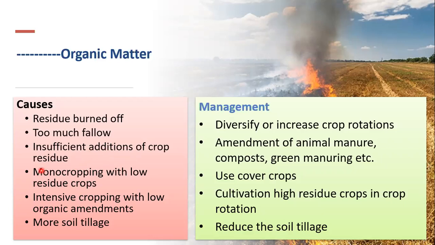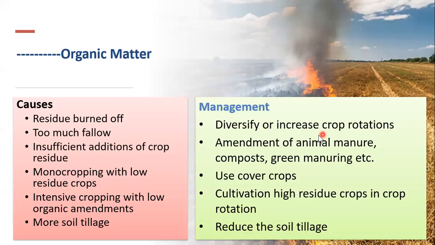Insufficient addition of crop residue. If you are not adding crop residues to the soil. Monocropping with low residue crop. If you have one crop with less residues or remainings in the soil, that will also reduce the organic matter. Intensive cropping with low amendment, because if you are going for intensive cropping, you must enhance the organic matter, must add organic manures in that soil, which if we are not doing, the organic matter will be reduced. More soil tillage will also expose the organic matter to be decomposed very fast.